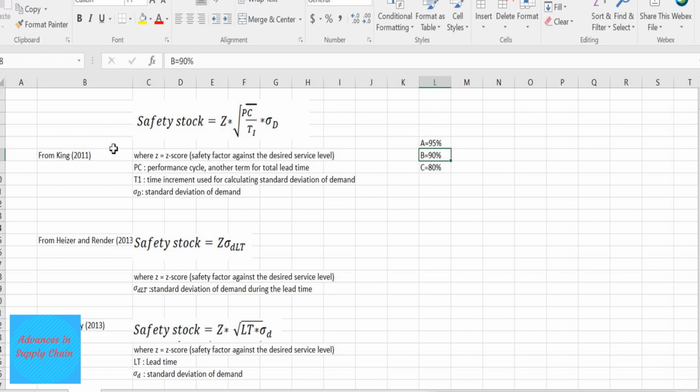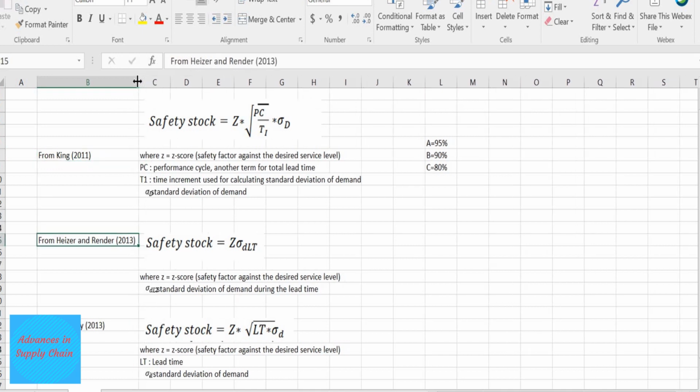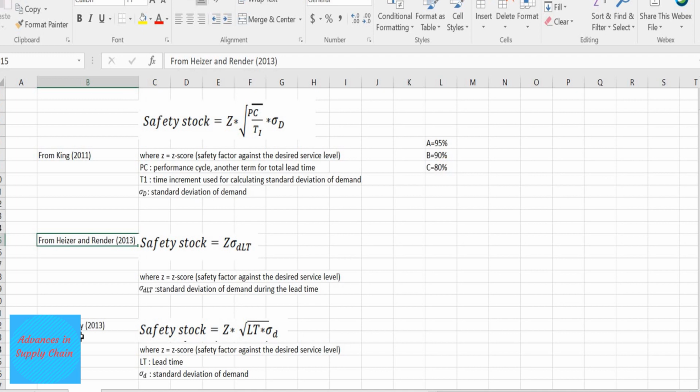Okay, in my case, I'm assuming that I do not have any variability in the lead time for any given product, so I'm only considering the variability in demand. For that I'm showing on the screen 3 different formulas. You can use either one, and these 3 formulas can be used where demand is variable but lead time is not variable. Most of the cases I use this formula.